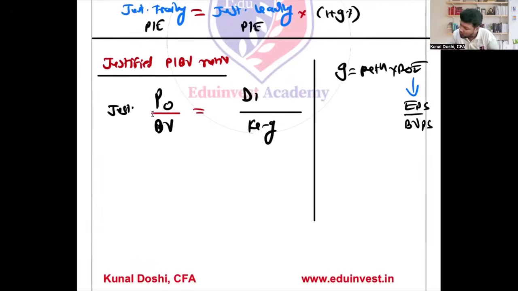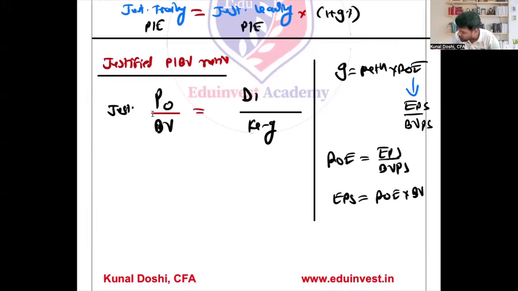So I can rewrite the formula here. ROE is earnings per share over book value per share. So if I want to find earnings per share, I can basically do ROE into book value per share, or book value per share can be done either way. So now I'm finding the price over book value per share.